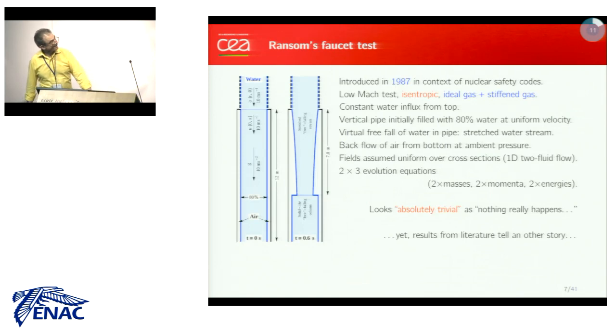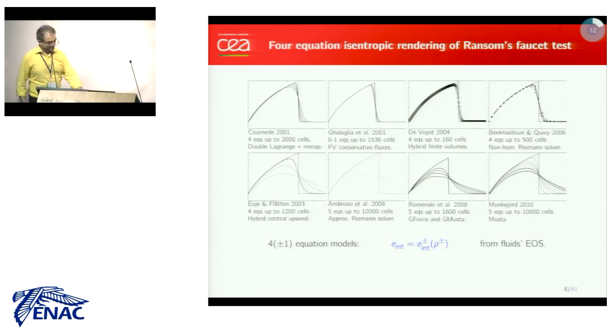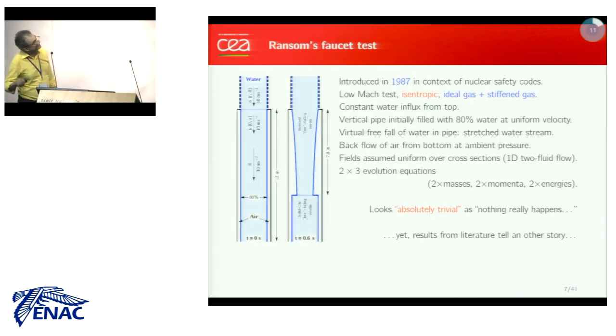And here is another example. So this is a very, very simple test case that is used in all these pipe flows. It's called the Ransom faucet test. It's basically completely isentropic. So you have an input of water at 10 meters per second in a chamber, and you have gravity. So you have a flow stream that stretches due to gravity, and you have air coming up to fill in the gap here.